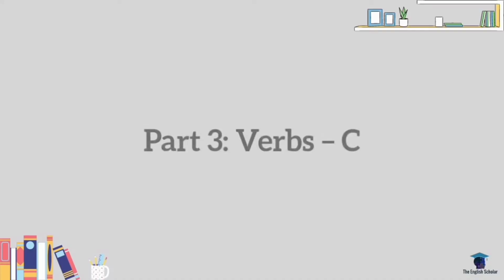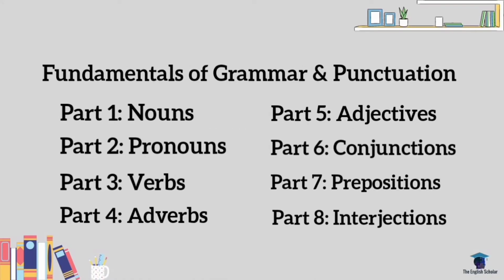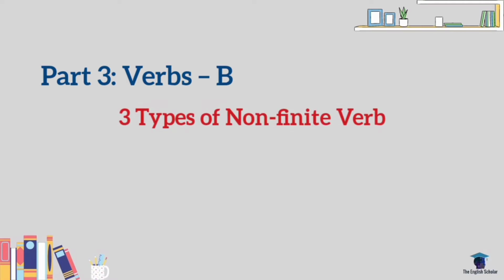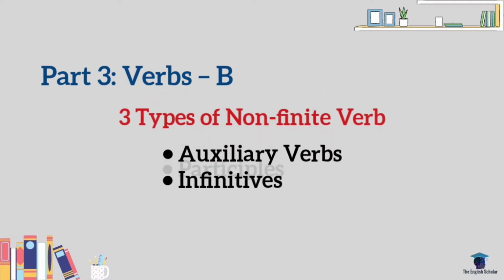This video is the continuation of our Part 3 in Fundamentals of Grammar and Punctuation series. In Part 3-B, we talked about the three types of non-finite verbs, namely auxiliary verbs, infinitives, and participles. If you have not watched it yet, please do so by clicking the link below before you continue with this video. However, if you think you're already well familiar with these three, you may continue watching and see for yourself what you may have missed.